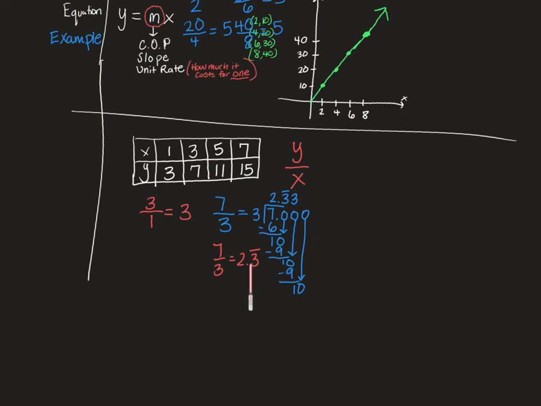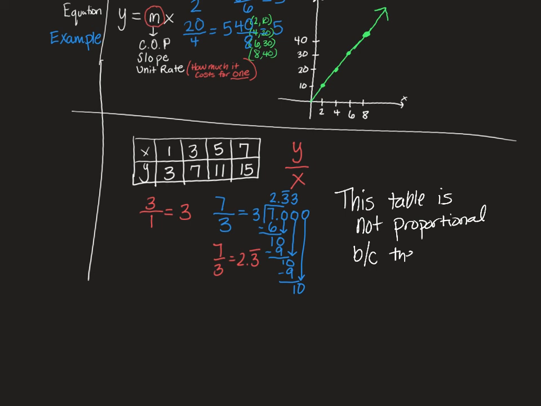Does 2.3 repeating equal 3? No. So is this table proportional? No. So you're done. You just have to say this table is not proportional. And then I'm going to say because the ratios are not constant. In other words, they're not all equal.